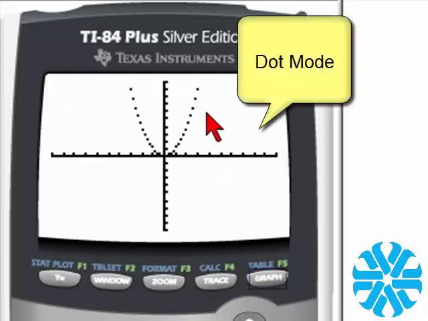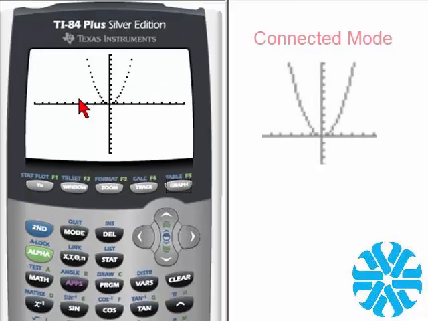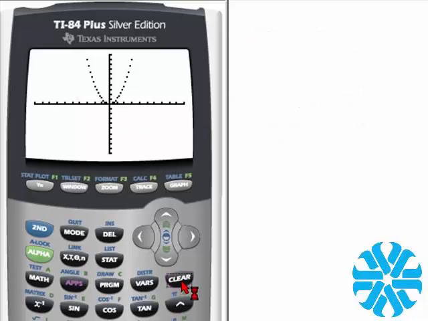Now you can see individual dots. So this is dot mode, and remember that this mode only shows the individual points that the calculator has actually plotted. It doesn't connect them together as it did in the connected mode. And you can see on the right here what the connected mode looked like. So let's hit clear to clear the screen.